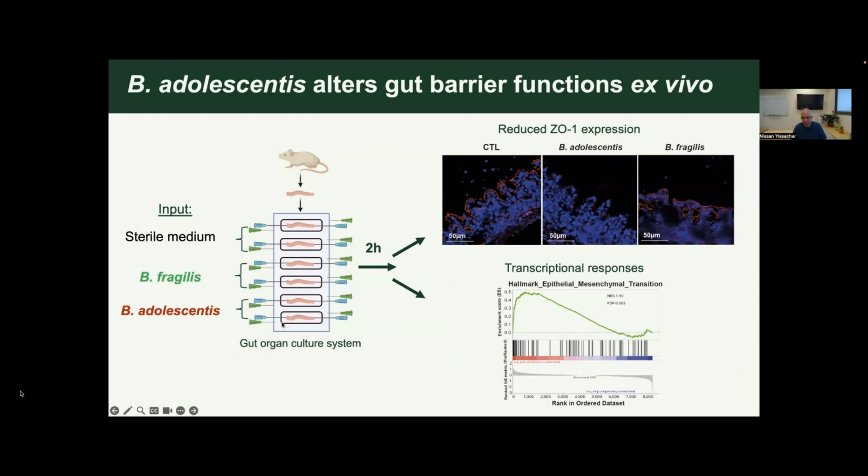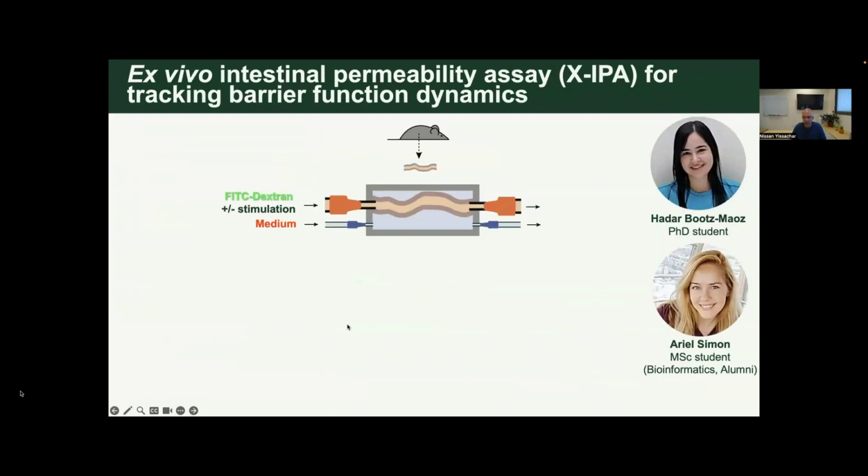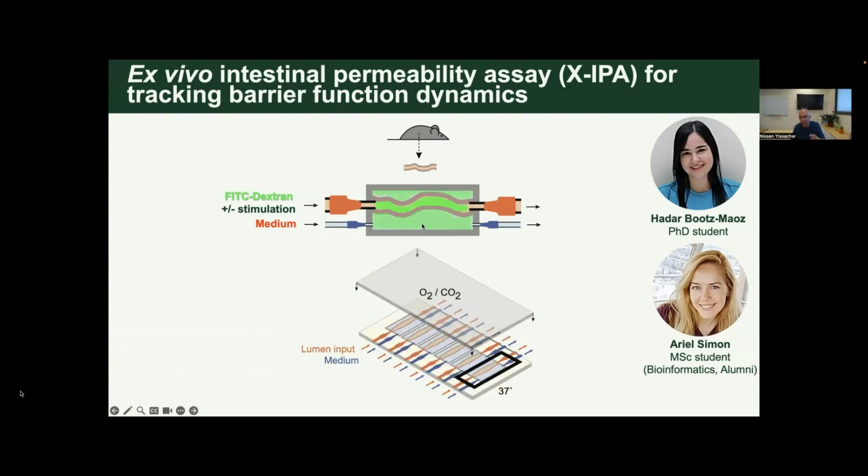And the next question was, can we measure changes to gut permeability using the gut organ culture system? To do so, Hadar and Ariel in my lab developed this ex vivo intestinal permeability assay using the gut organ culture system. The idea is pretty simple. We infused a fluorescent substance, FITC-dextran, into the gut lumen in culture, together with the desired stimulation. And then this substance slowly diffuses out to the extraintestinal medium, and you can measure the fluorescence intensity and quantify the permeability of the gut. The higher the fluorescence, the more permeable the gut is.